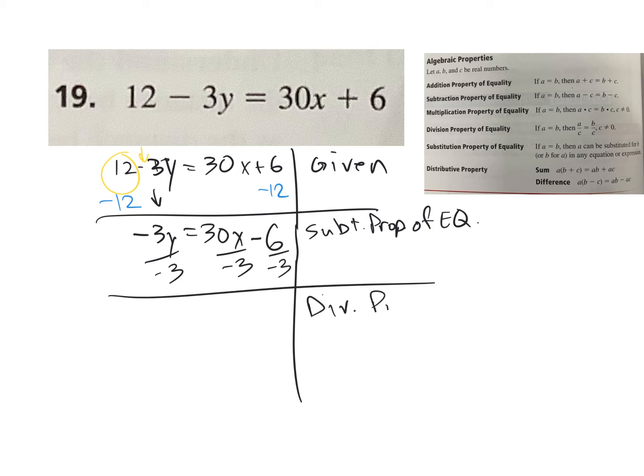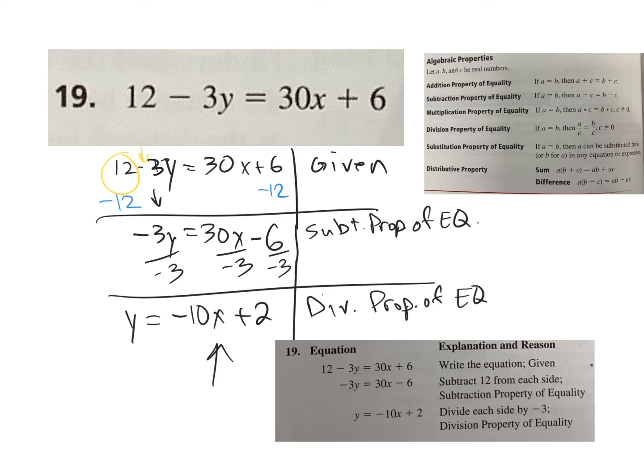Division property of equality is how we get our answer. Y equals negative 10x plus 2. Make sure your signs are correct. And there's your answer.